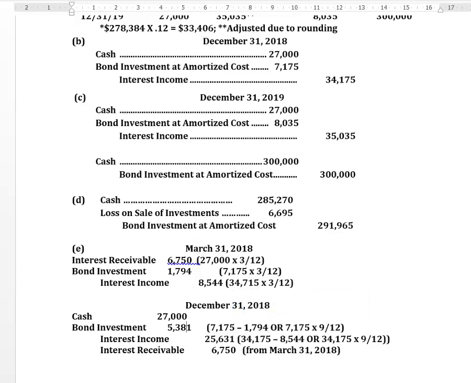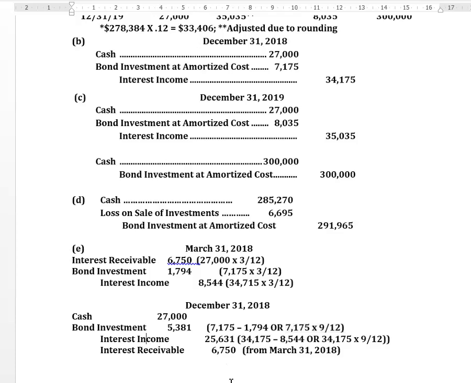So the balance would be $71.75 minus $17.94, what you already booked, or what you can do is you can say, well, I'll take the whole 12 months and just allocate 9/12. That's for April, May, June, all the way up to December 31st, right?